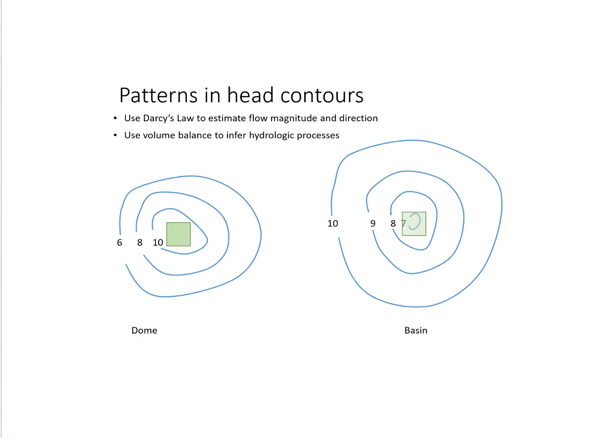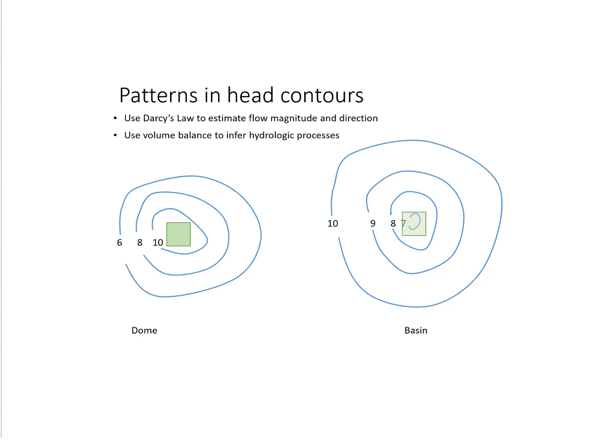We can use patterns in maps and cross-sections of hydraulic head contours to infer aspects of the hydrogeology that will be useful. It'll provide some insights about the hydrogeology, and it'll also allow us to interpret the results of groundwater models. So to get started, we'll look at some simple patterns here.